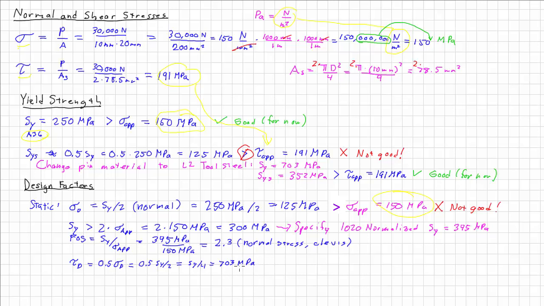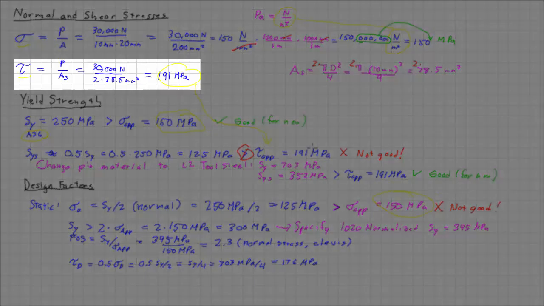And we take that, divide by 4, and we get 176 megapascals. So this is our design stress. This is sometimes referred to as allowable stress. We do not want to go over this stress. But guess what? Our applied stress is back up here at 191 megapascals.